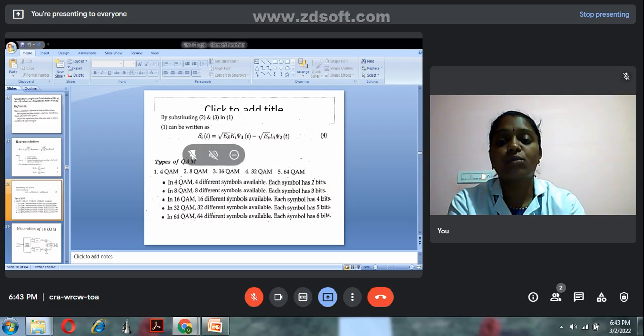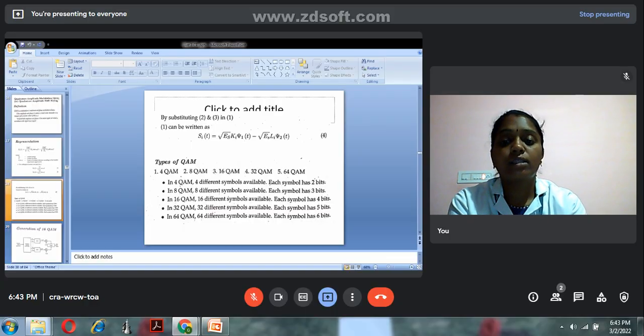The types of QAM: there are 5 types: 4 QAM, 8 QAM, 16 QAM, 32 QAM and 64 QAM. In 4 QAM, 4 different symbols are available. Each symbol has 2 bits. In 8 QAM, 8 different symbols are available, and each symbol has 3 bits. And in 16 QAM, 16 different symbols are available. Each symbol has 4 bits.